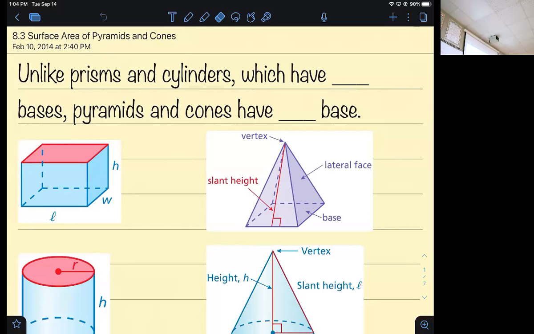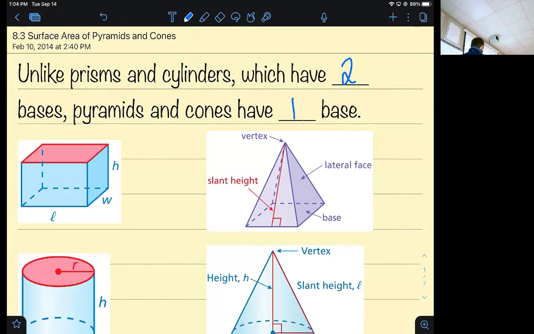All right. Surface area of pyramids and cones. Unlike prisms and cylinders, which have two bases, pyramids and cones have only how many bases? One. That's right. So already I have to use a different formula, because my 2B formula is not going to be 2B anymore, just 1B.